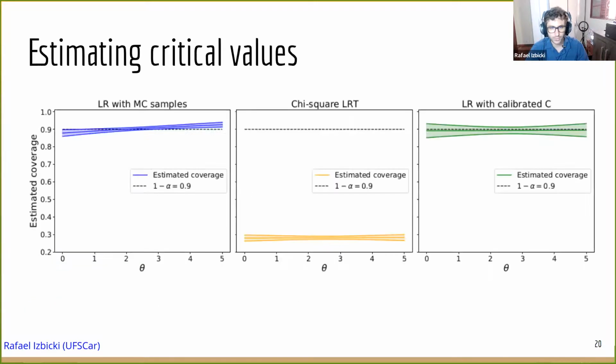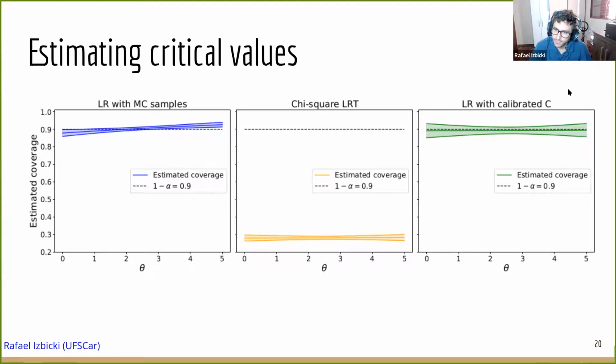All right, so let me show some experiments here. I selected a few of them. The first one is about estimating the critical value. So I'm creating confidence sets. They have nominal coverage 90%. So this is the black line. So across data, you want the confidence set to have coverage close to 90%.